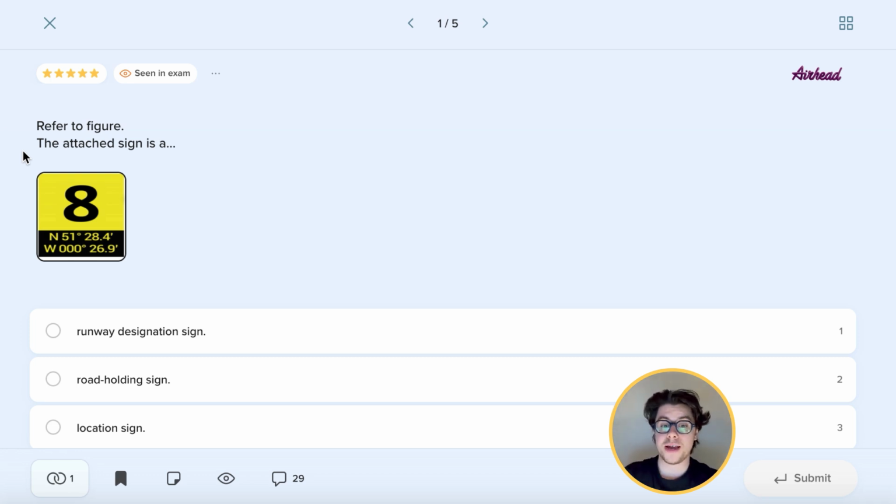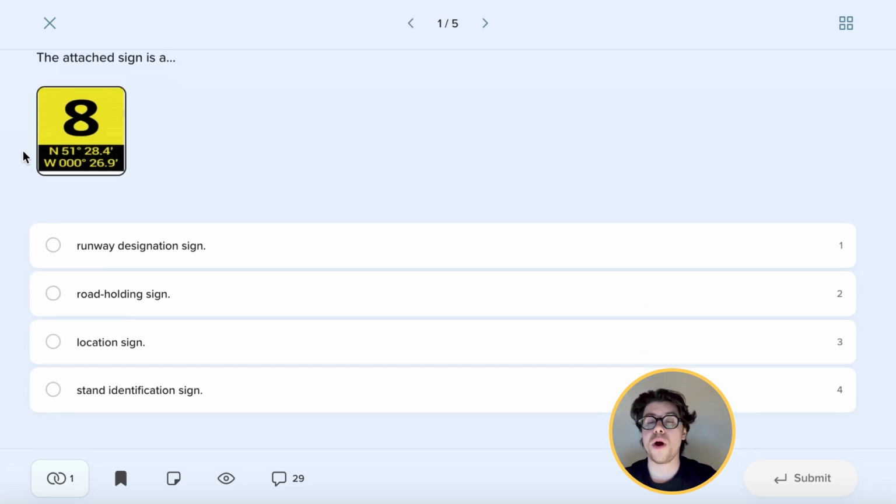So the attached sign is A. This is actually a quite tricky question because, as you can see, usually this should be just a standard information sign for your aerodrome. We have a yellow background with black letters or numbers. However, at the bottom you can see there are coordinates, and these coordinates are there for a very specific reason, and we use them, or more so in the past or for some older aircraft, to align our IRS system when we are at the stand.